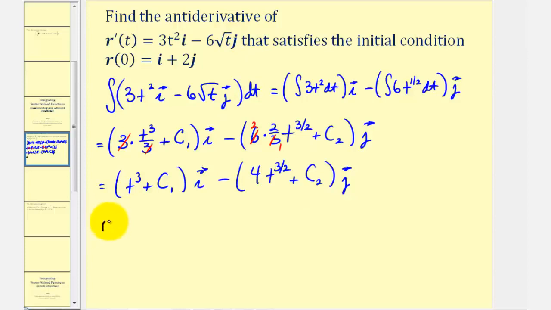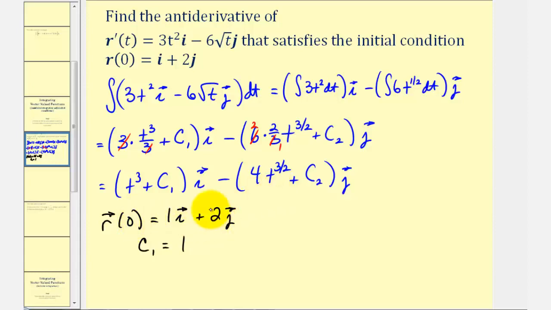So if r of 0 equals 1i plus 2j, notice how this tells us when t is 0, the x component must be 1 and the y component must be 2. So if t equals 0, looking at the x component, we would have 0 cubed plus c sub 1 must equal 1. So we know c sub 1 must equal 1. But we have to be careful about the y component.